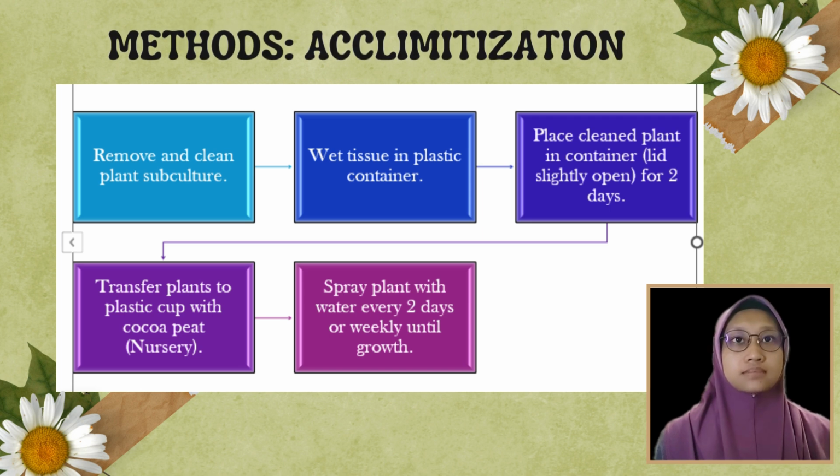Okay, next, this flowchart is for acclimatization. The plant subculture was removed from the jar and cleaned thoroughly. Then a tissue was weighed in a plastic container, and the clean plant was placed into the plastic container, then left for 2 days with the lid slightly open. After 2 days, the plants were transferred to a plastic cup filled with cocopeat to be placed in the nursery. After that, the plant was sprayed with water once every 2 days or every week until the plant grew.